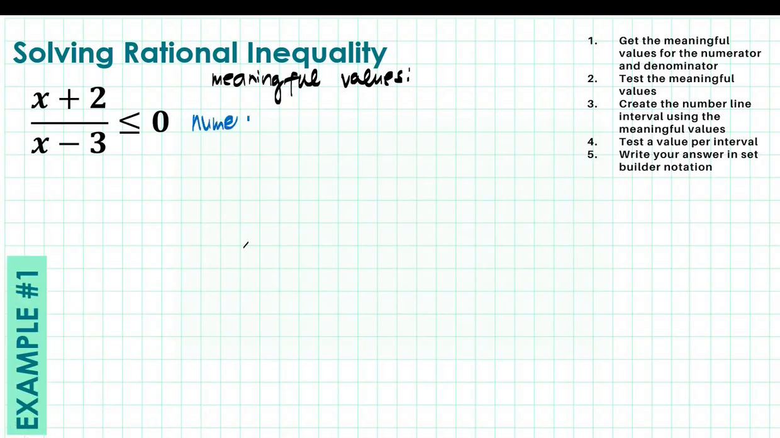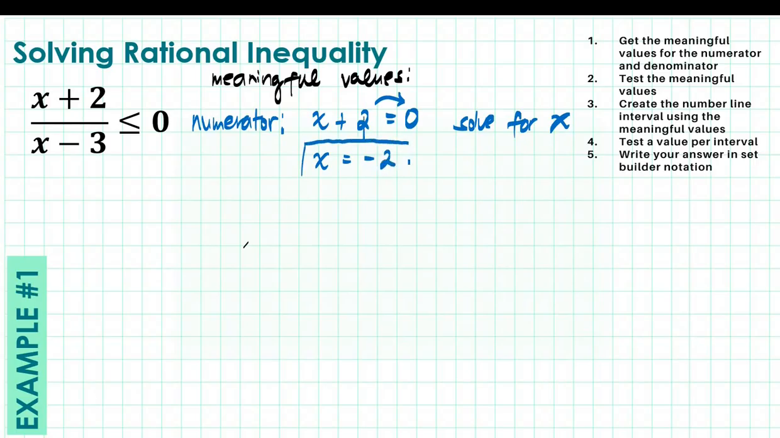So for the numerator, the expression given is x plus 2. We need to first equate it to 0, then solve for x. So what we need to do here is to simply transpose 2 to the right-hand side of the equation. And so the value of x is simply negative 2. This is one meaningful value from the inequality.